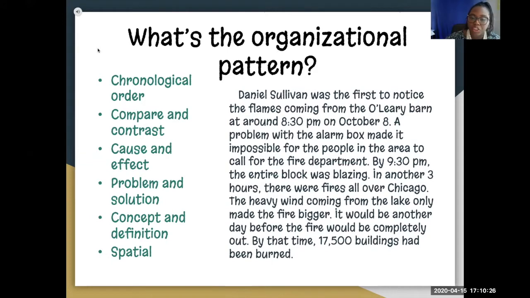Okay, I want you guys to go ahead and try to figure out what the organizational pattern is. Try to find those clues. I've got some Jeopardy music to keep us company so we can figure out what's going on. You guys have 30 seconds.